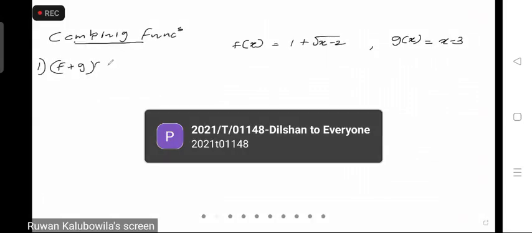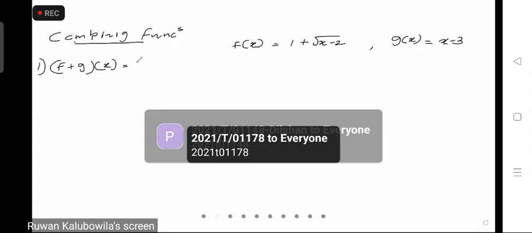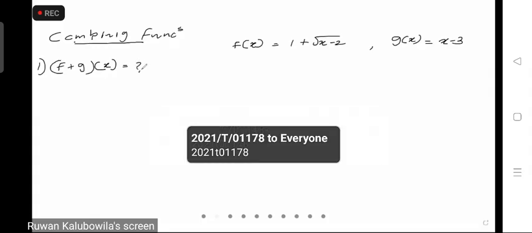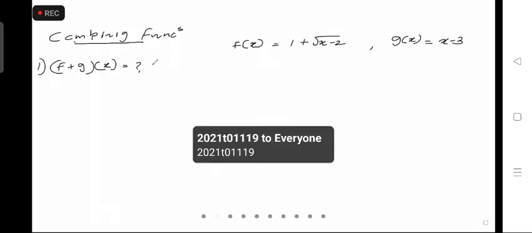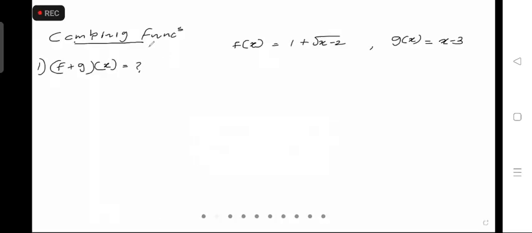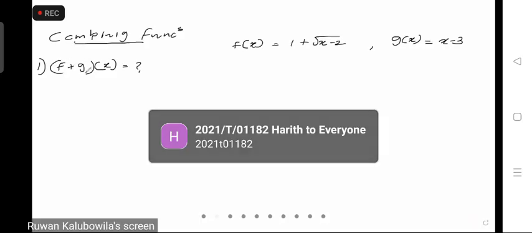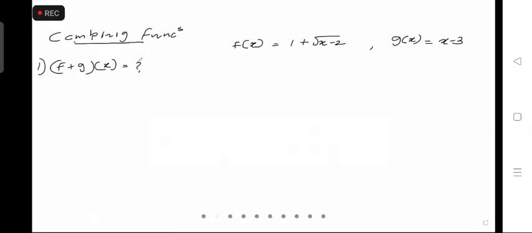Combine this. These are the things you have to solve. So how do you do this? This one you have to learn. For example, first I take f plus g. This is the operation, right? (f plus g)(x). These are things you need to calculate, right?